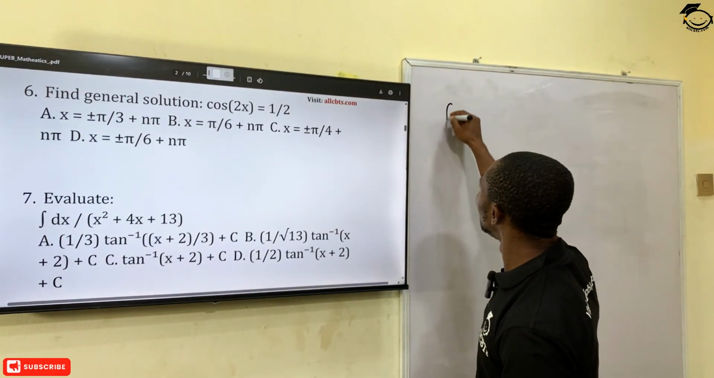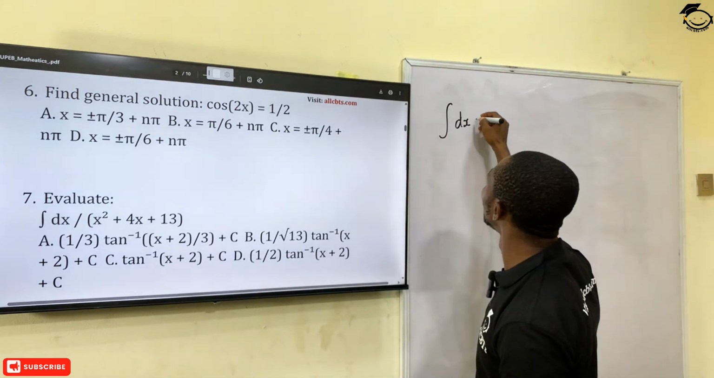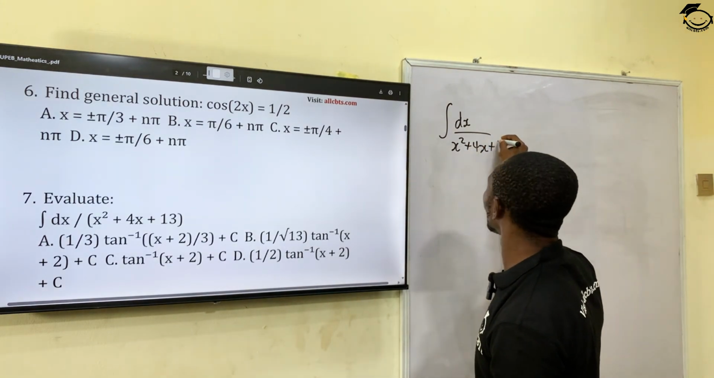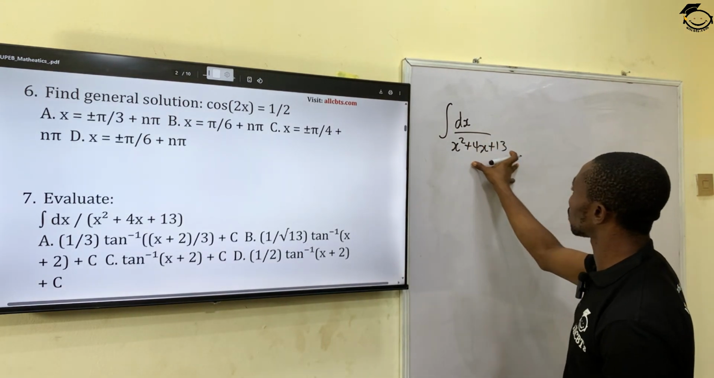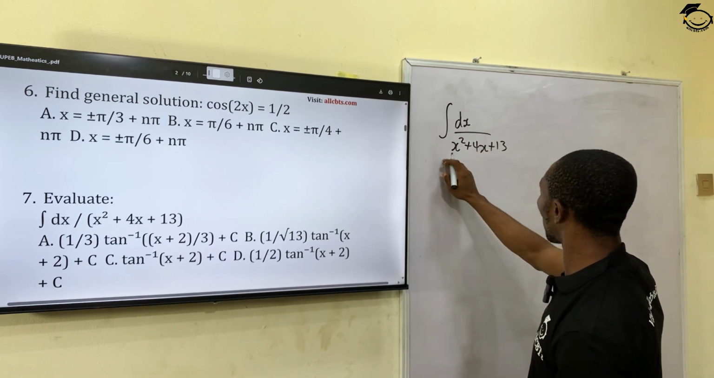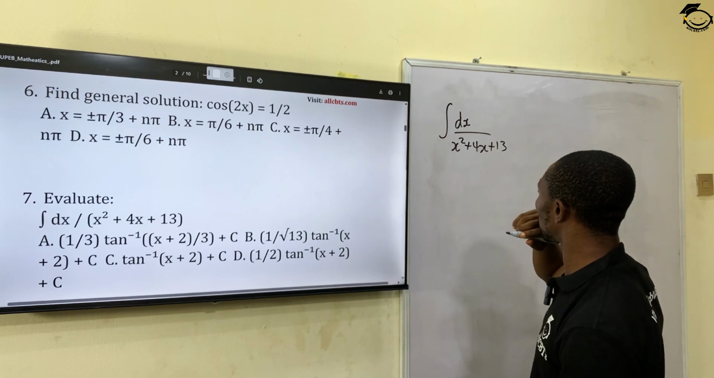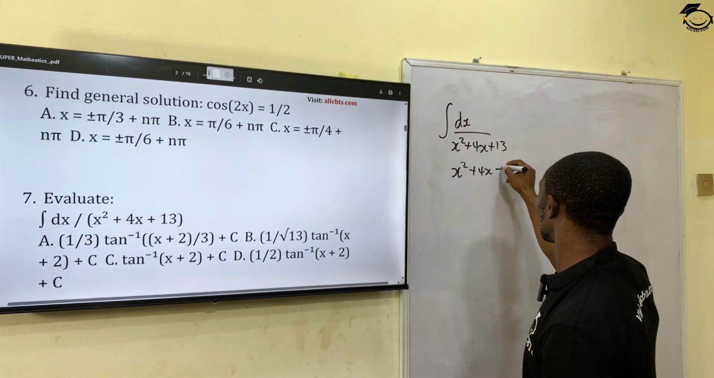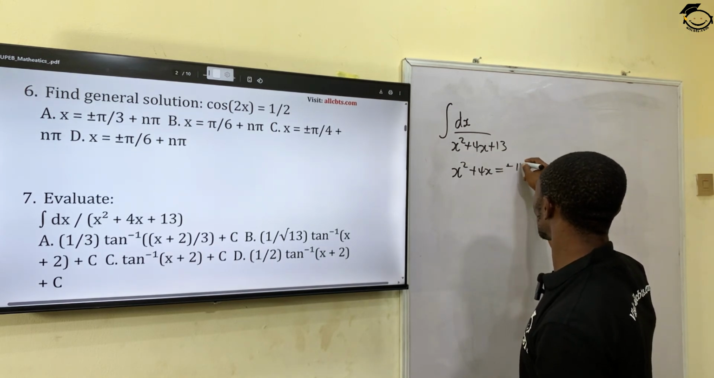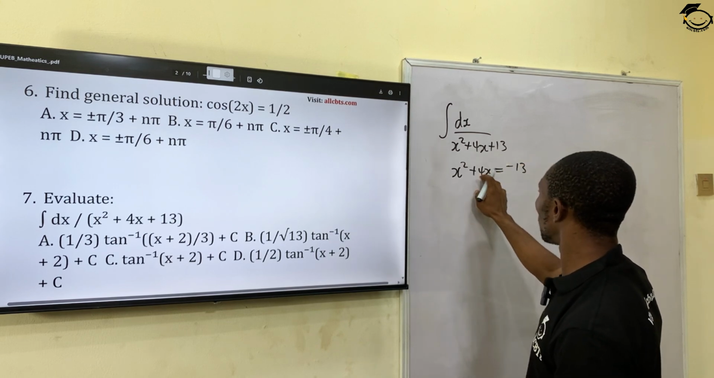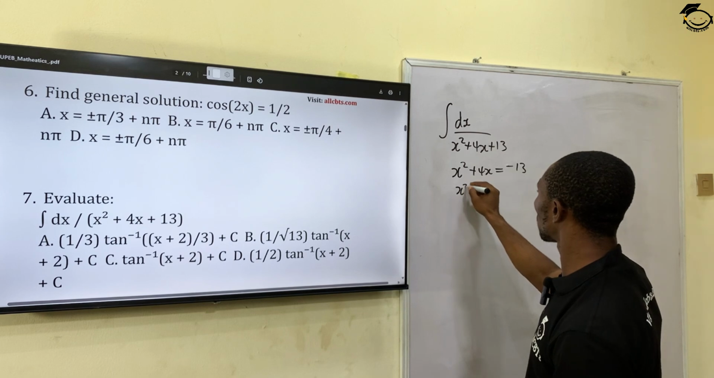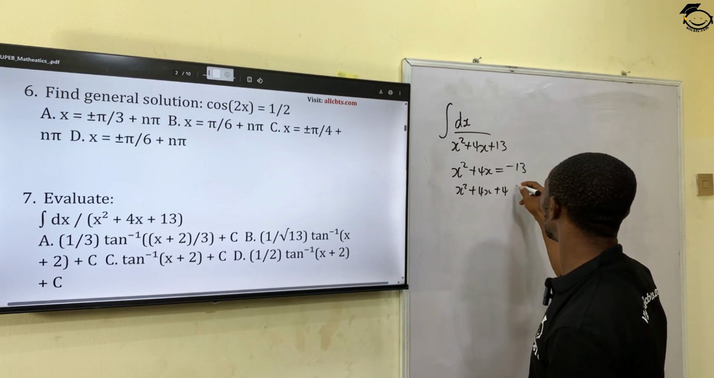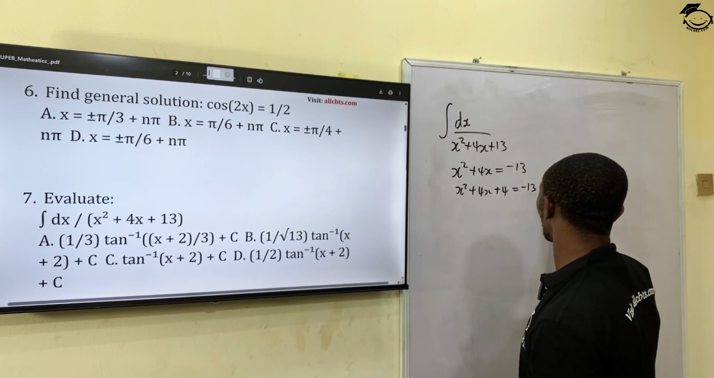Evaluate the integral dx all over x squared plus 4x plus 13. Now, before we do this, we'll first of all work out our denominator using the completing the square method. So this becomes x squared plus 4x equals minus 13. Okay, so if we do this, this will give us x squared plus 4x plus 4 equals minus 13 plus 4.